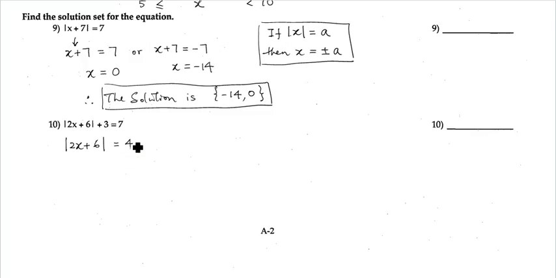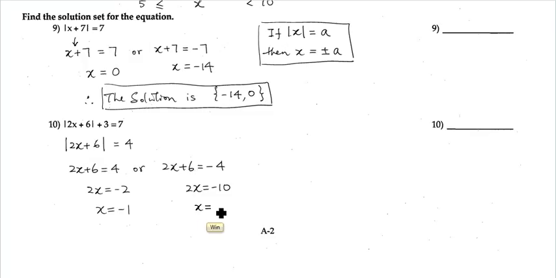And now we break this up into two equations. So we have 2x plus 6 is equal to 4, or 2x plus 6 is equal to negative 4. So we minus 6 on both sides. We got 2x is equal to negative 2. And so we have x is equal to negative 1. On the right hand side, we minus 6 on both sides. We got 2x is equal to negative 10. Divide both sides by 2. We have x is equal to negative 5.